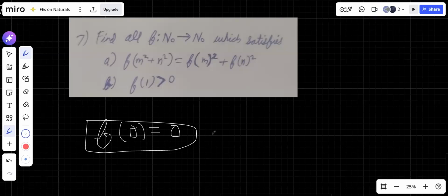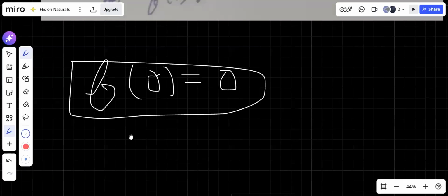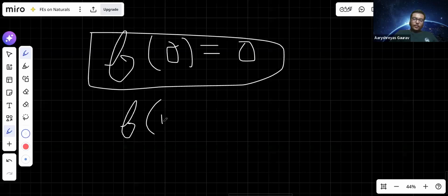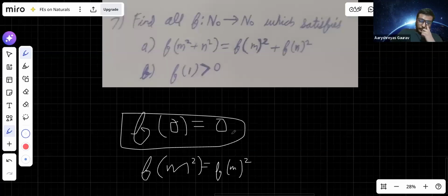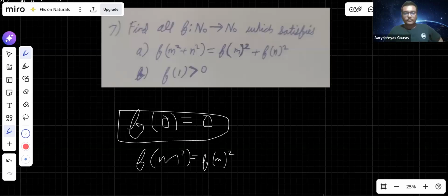Then f of m squared is equal to f of m whole to the power 2. Yeah, very good. These two will be coming in really useful later. Any more? Well, the second condition is very important, because if it doesn't exist, then our function will be f(x) equal to 0 for all x. It can be that function also.